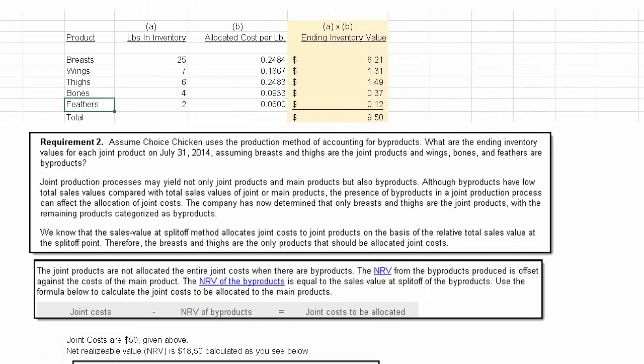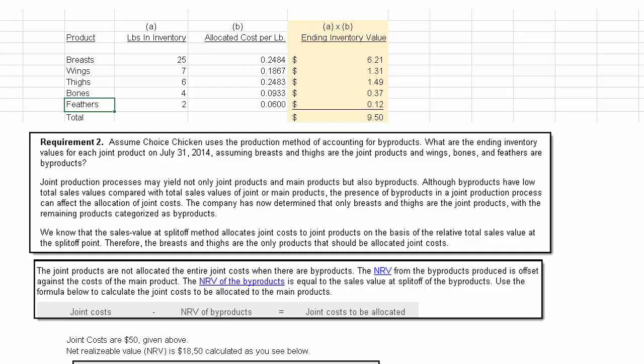Now, the joint products are not allocated the entire joint cost when there are byproducts. Instead, we use the net realizable value from the byproducts produced to offset against the cost of the main products. So the NRV, or net realizable value, of the byproducts is equal to the sales value at the split-off of the byproducts, and you can use the formula below to calculate the joint cost to be allocated.